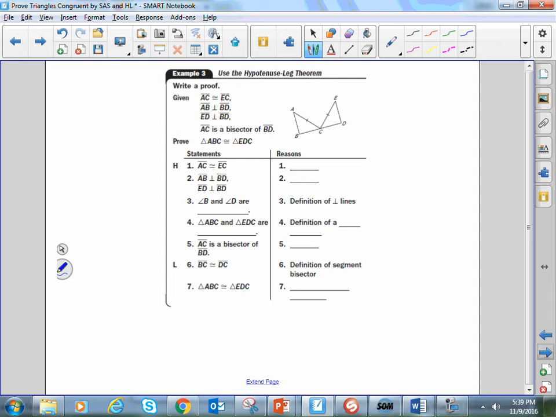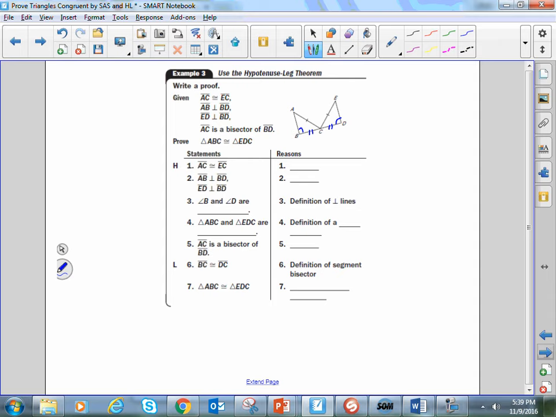So AC and EC are the same, and they're marked for me already. AB and BD are perpendicular to each other, so I'm going to mark those as a right angle. Same thing with ED and BD. It also says that AC is a bisector of BD. If AC bisects BD, then BC and DC have to be the same.